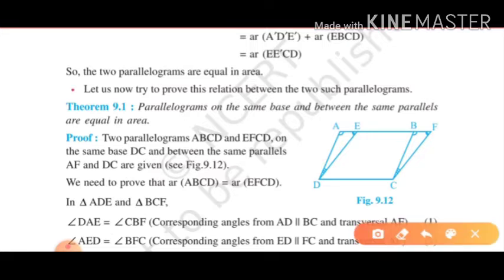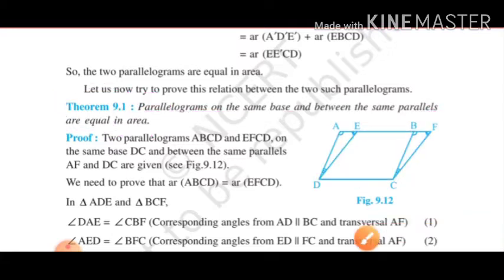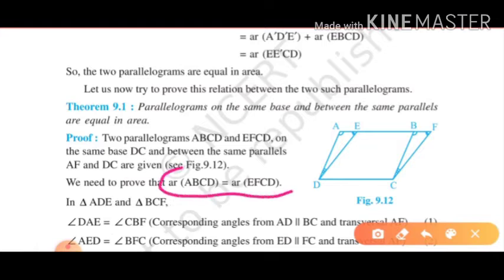The theorem says, theorem 9.1, the parallelograms on the same base and between the same parallels are equal in area. That means two parallelograms here, if you see ABCD, and the other parallelogram is DEFC. They stand on the same base DC, and between the same parallels. So the area of both the parallelograms is equal. It is mentioned here: area of ABCD is equal to area of EFCD.